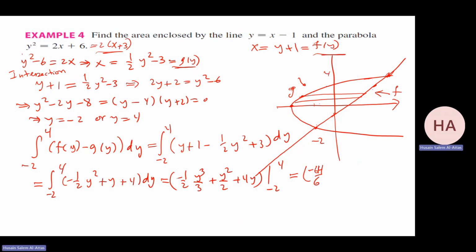With the 2 here, it will be plus 8 plus 16 minus. With the 2, you have what? Minus 8 over 6. Let me write it, minus 8 over 6. That gives me plus 2, minus 8. No need to waste time. If you do the calculation, that will be 80.